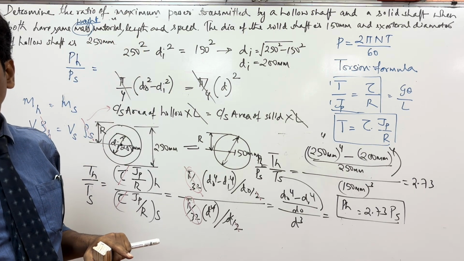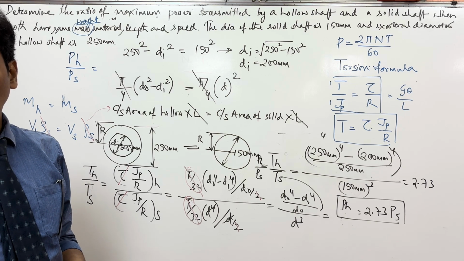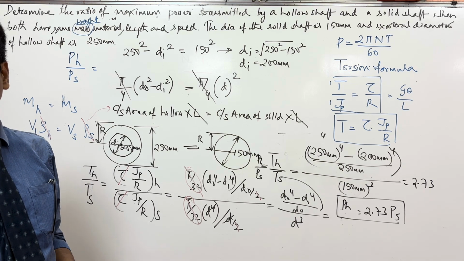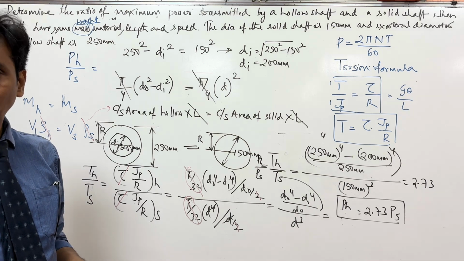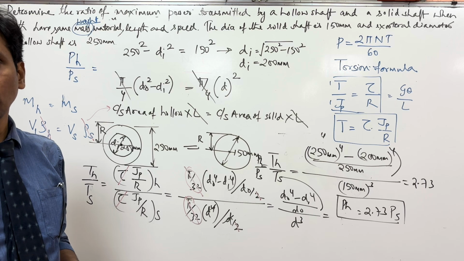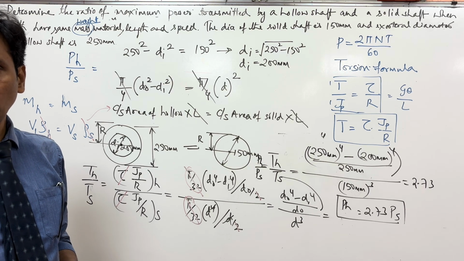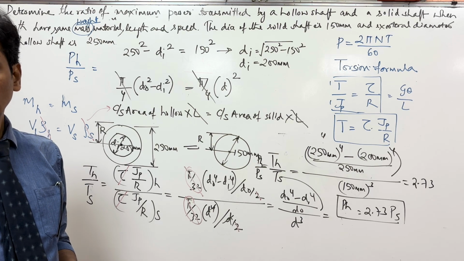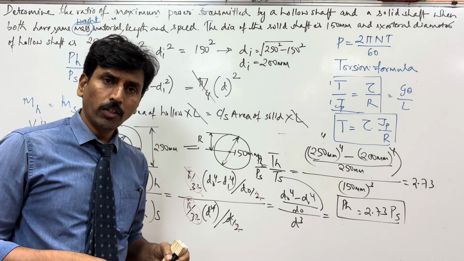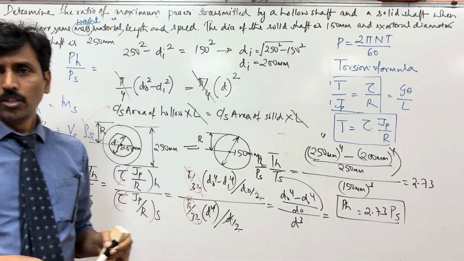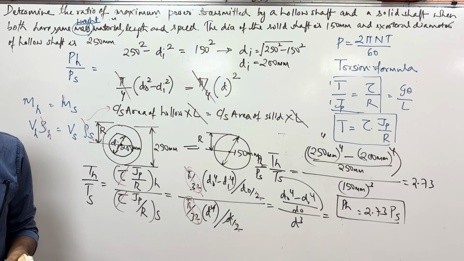Then why shouldn't people go for a hollow shaft? People should definitely go for a hollow shaft, but the only problem is how to manufacture it. A solid shaft you can actually forge easily and it densifies, but to make a hollow shaft is not easy. You need to extrude it. The processes to make hollow shafts are difficult.